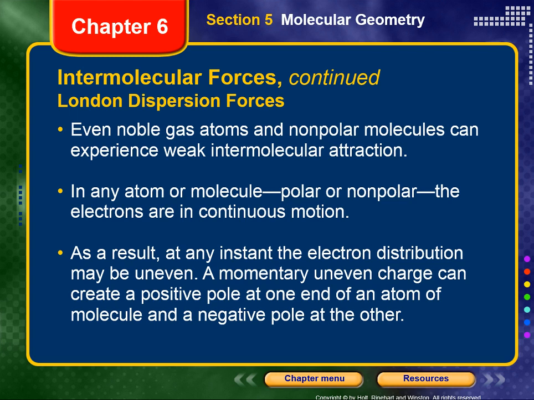London dispersion forces. Even noble gas atoms and molecules that are nonpolar experience a weak intermolecular attraction. In any atom or molecule, polar or nonpolar, the electrons are in continuous motion. As a result, at any instant, the electron distribution may be slightly uneven. The momentary uneven charge creates a positive pole in one part of the atom and a negative pole in the other.